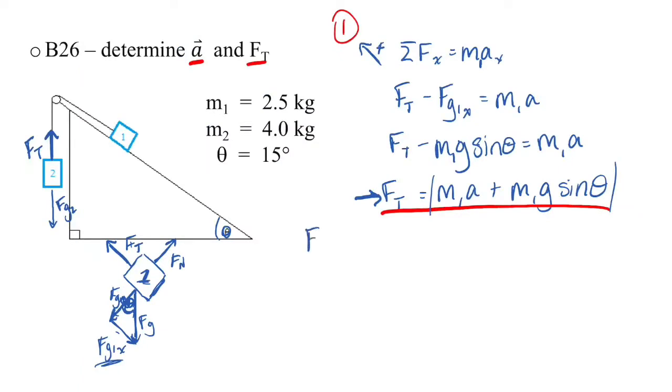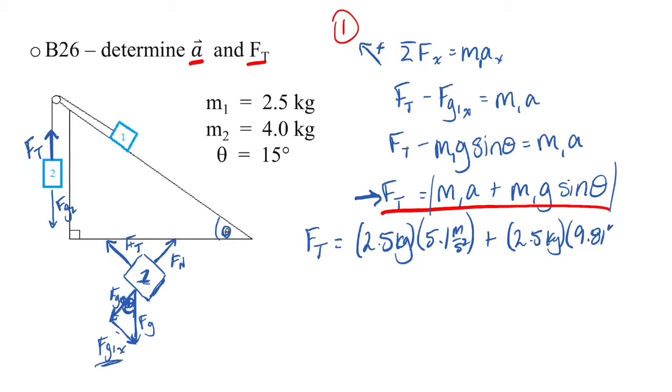And then we go back and find our force of tension. Okay, we've already solved for it. So m1a, which is 2.5 kilograms, the acceleration we got was 5.1. Please use your previous answer. Then m1g sine theta, so m1 again 2.5 times 9.81 times sine of 15. Okay, and then we get a force of tension of 19 newtons.